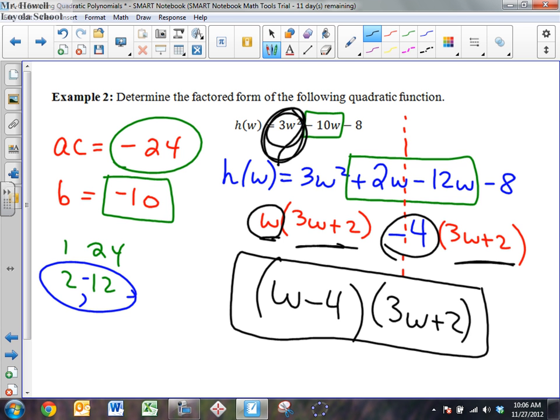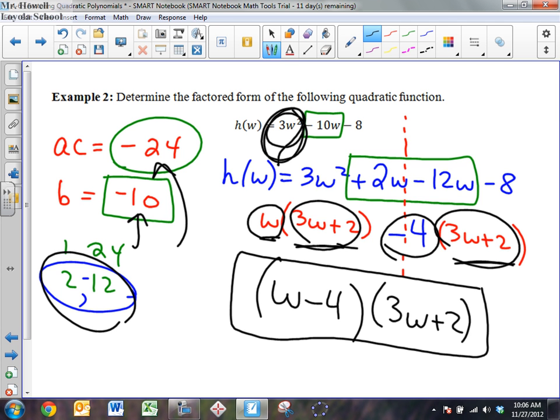So AC method will always work if the problem is factorable. If you can't factor it, if it's prime, then you're going to get to a spot here where these two things won't match up. Or you won't be able to find numbers that work to add up to this and multiply to give you this. And then there would be no factored solution.